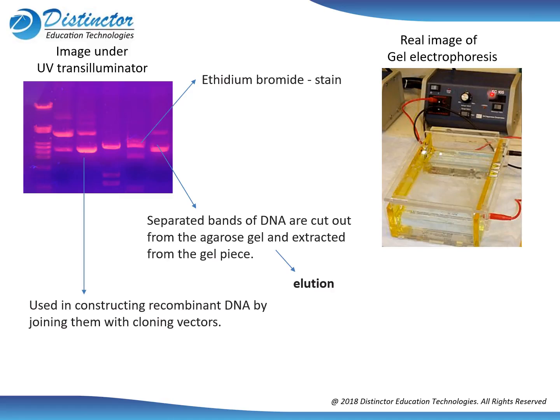During that electricity passage, the DNA on the negative side is going to move to the positive side. Once they have moved for a particular time, we can stop this and then see it under a UV transilluminator. Then we can cut the gene of interest, use the elution process, and then join it with the vectors. They become a recombinant DNA.